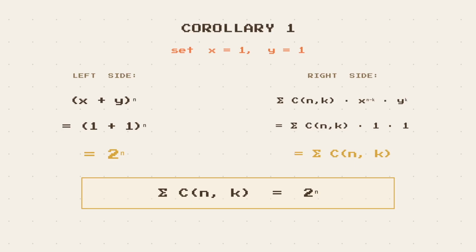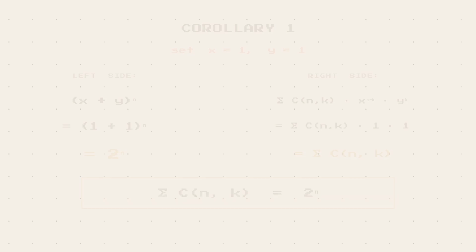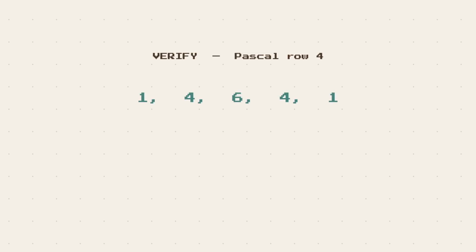Now you can verify this with row 4 of Pascal's triangle. If you just take a look at row 4, what you get is 1 plus 4 plus 6 plus 4 plus 1, which is equal to 16, which is 2 to the power of 4, just like we saw in the lecture, right? And it works.